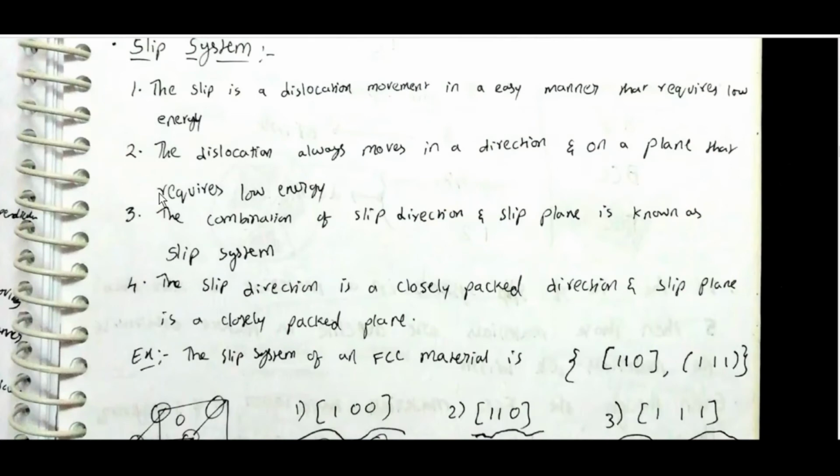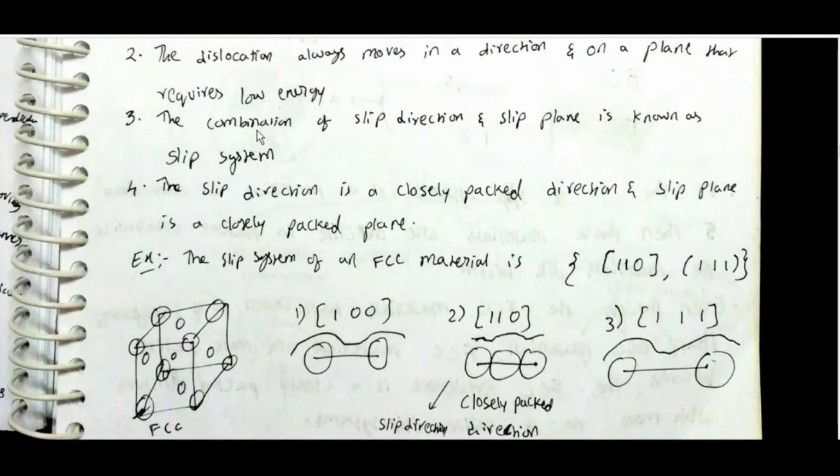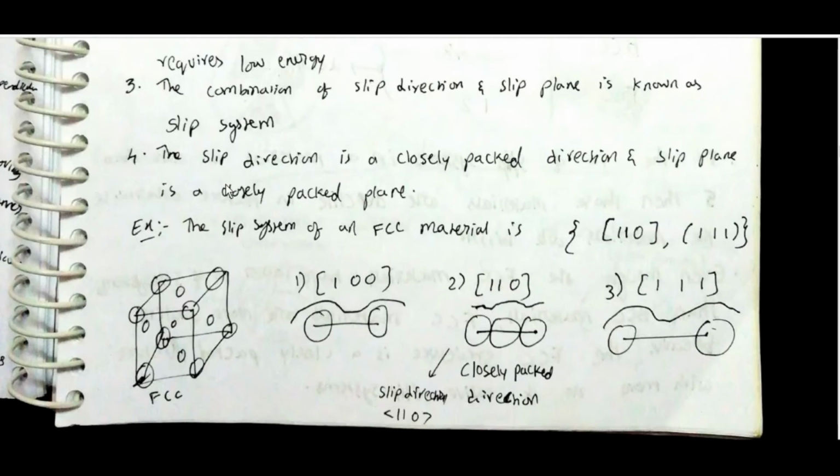Slip system. Slip is dislocation movement in an easy manner that requires low energy. The dislocation always moves in a direction and on a plane that requires low energy. The combination of slip direction and slip plane is known as a slip system. The slip direction is a closely packed direction and the slip plane is a closely packed plane. Example: the slip system of FCC is <110>{111}.